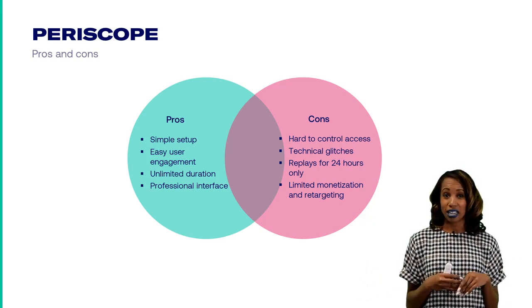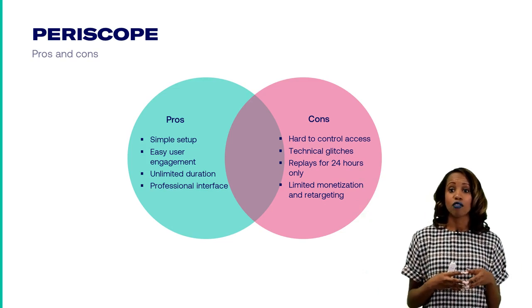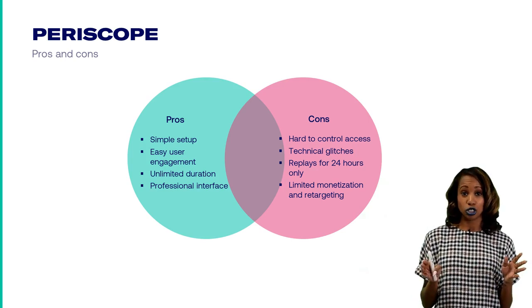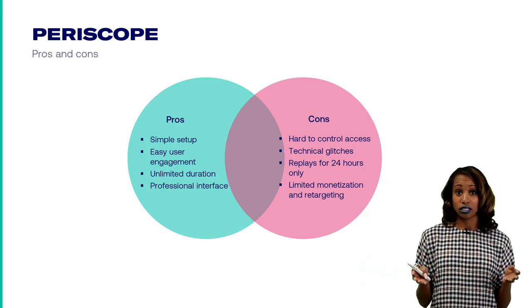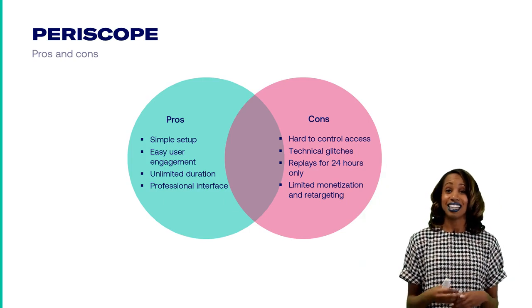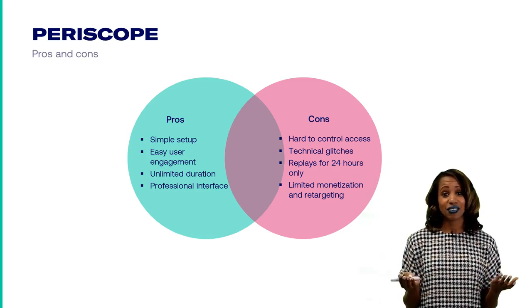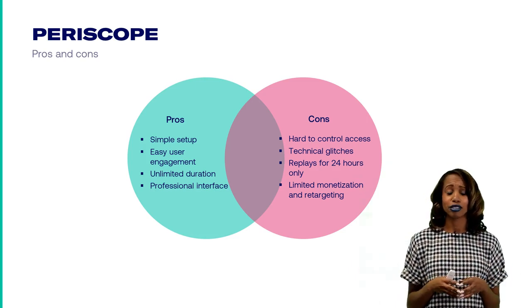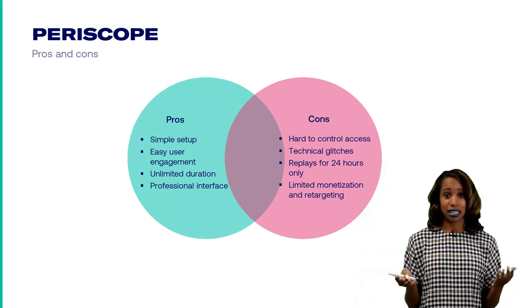There's also been many reports of technical glitches during the broadcast, and streams are only available for replay for 24 hours after the initial broadcast ends, after which it's deleted from your channel. Lastly, Super Hearts, more on that later, provide a limited opportunity for monetization, and you're not even able to use your viewers from Periscope as a target audience for future paid media campaigns.